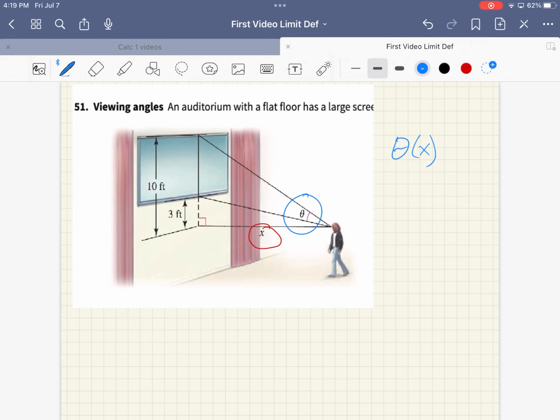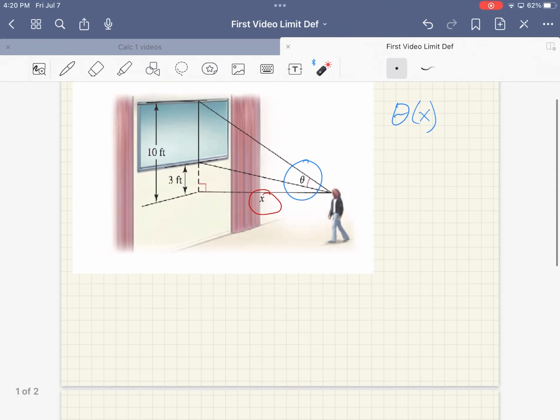Part of the reason this is a challenge is, although we do have a couple of right triangles here, this large right triangle here, and then this smaller one here, the angle that we're interested in, theta, is not in either one of those triangles. It's in a triangle that is not a right triangle. So that's going to make the situation a little bit more challenging.